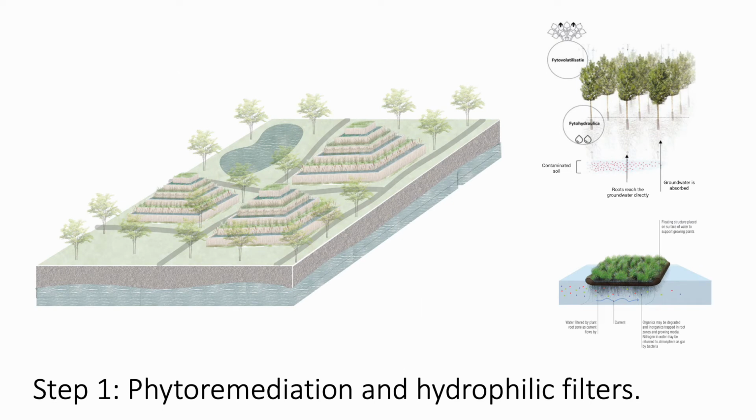So now I would like to take you through my process so you will know how I get to this end result. In the first step, I would apply phytoremediation and hydrophilic filters to purify the polluted water. This involves plants using their roots to absorb pollutants and purify soil or water.